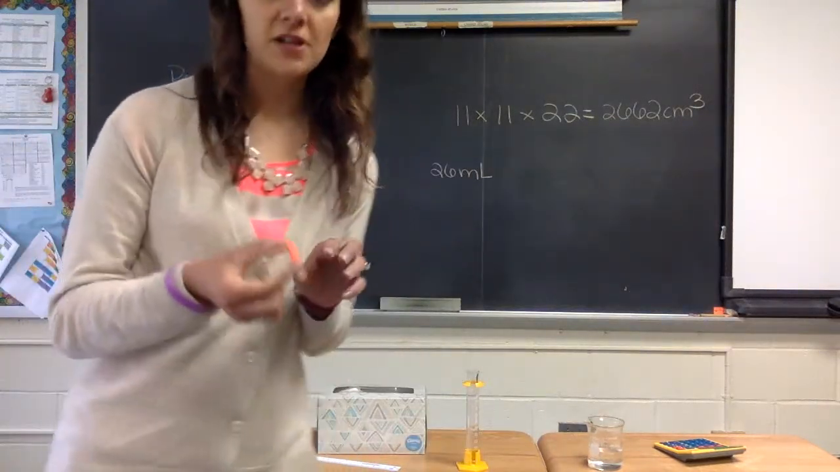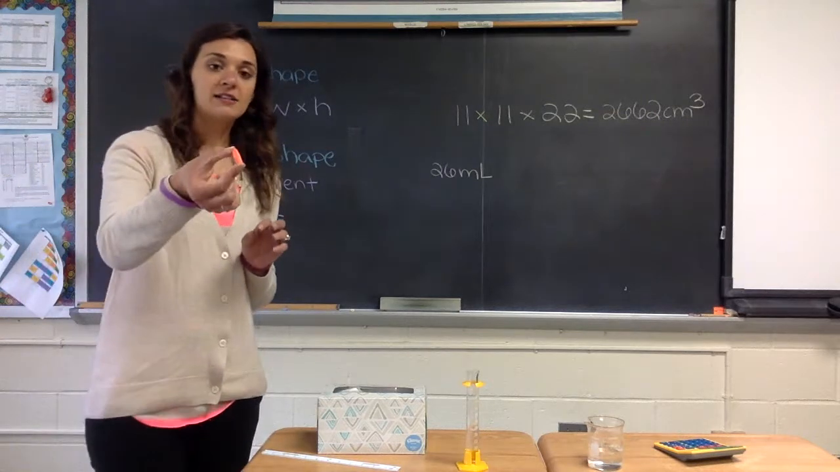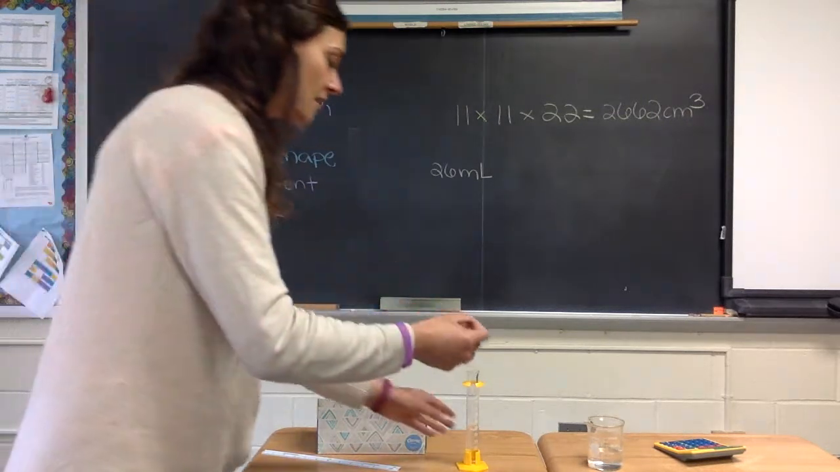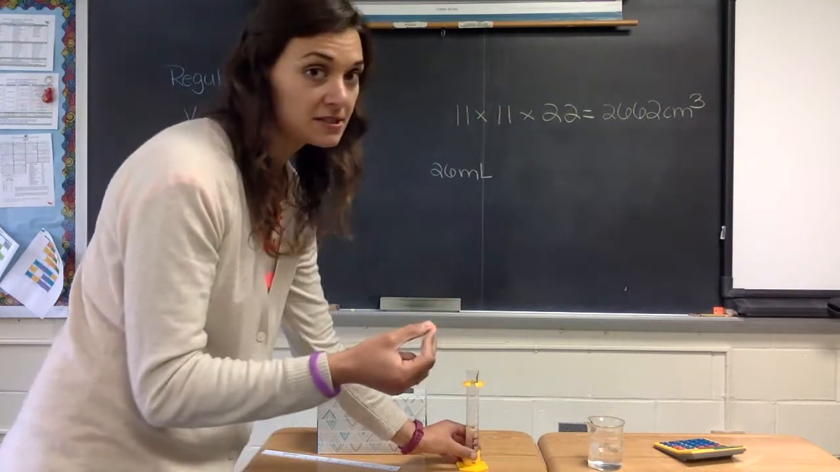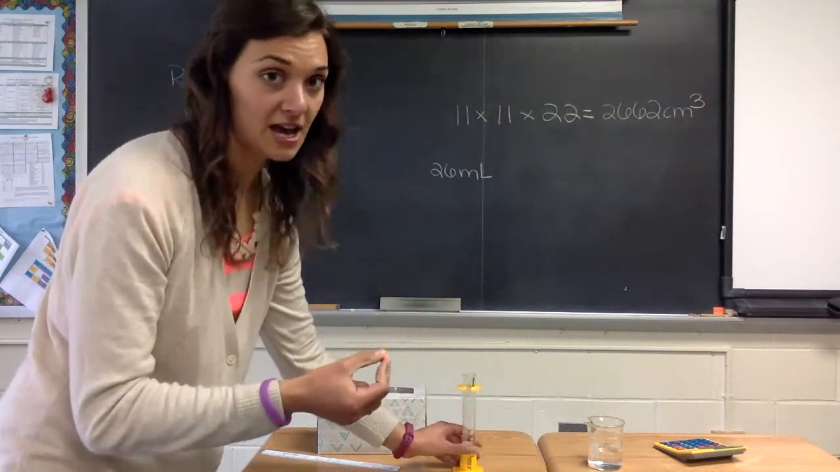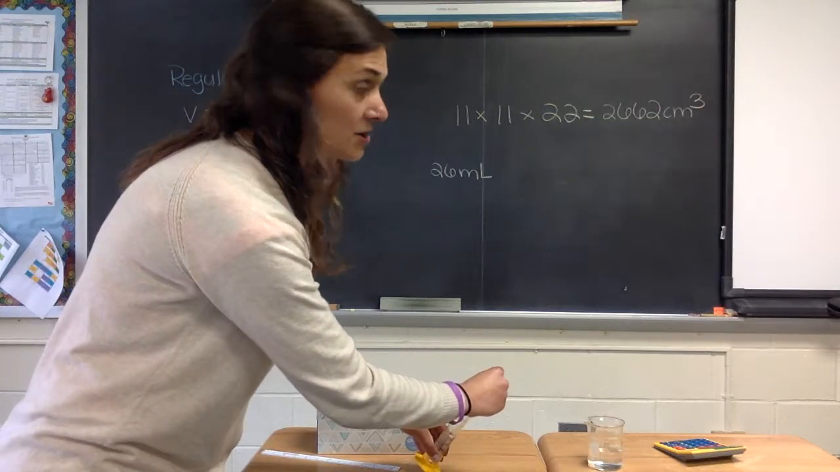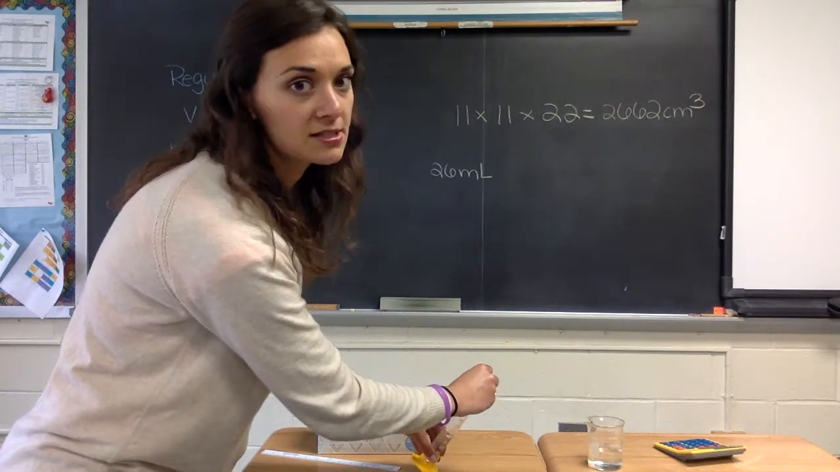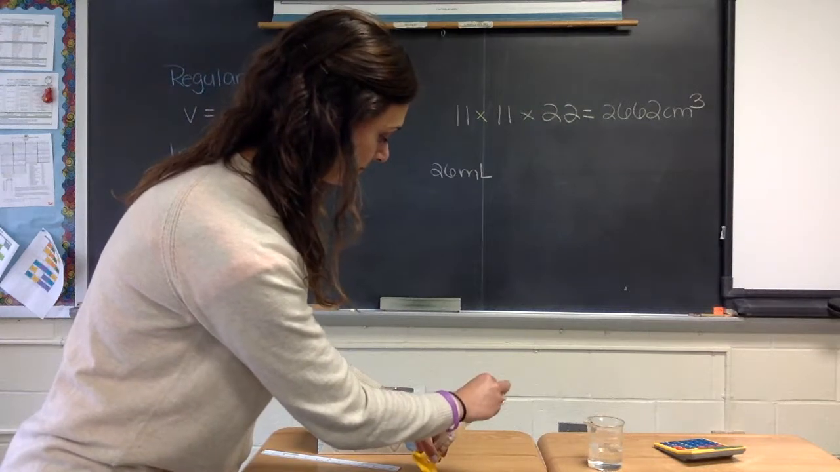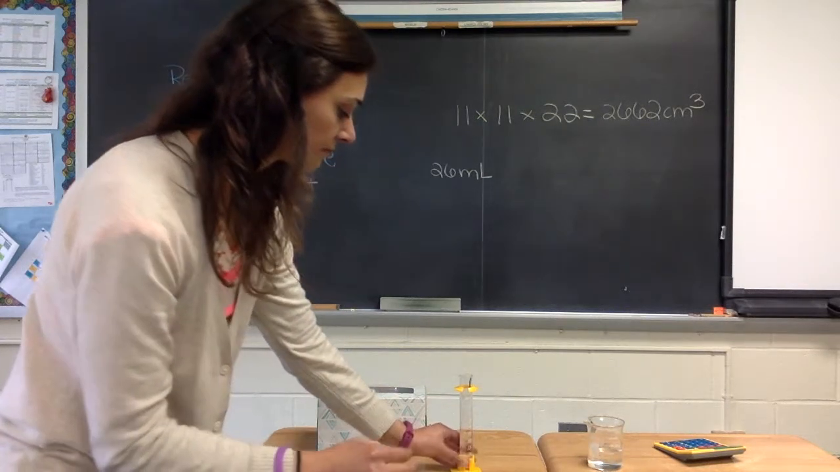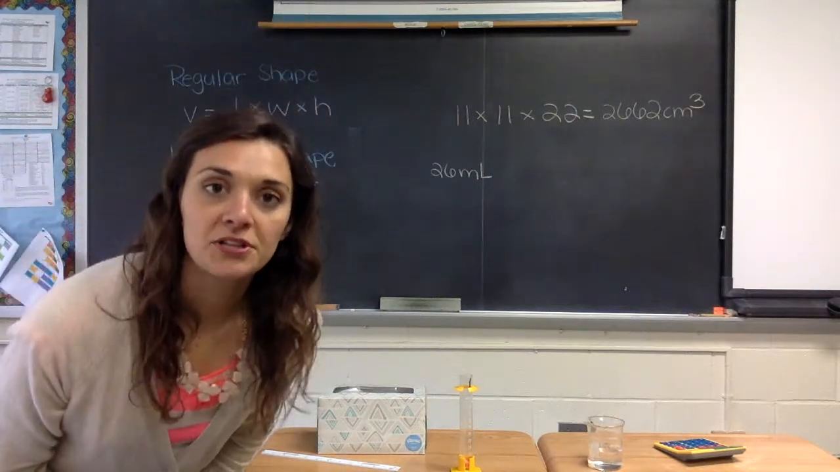So I'm going to use one of our eraser caps as the object that I'm going to place into my cylinder. Just to be safe and to not cause any damage to my cylinder, I'm going to tilt it ever so slightly to the side so that my object has an opportunity just to slip right in. Now I'm going to watch how the water level rises.